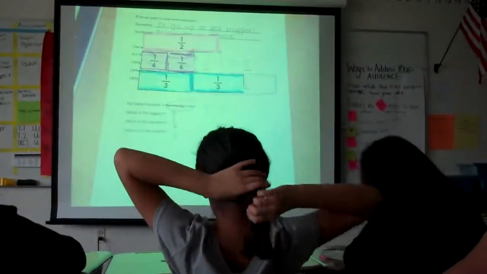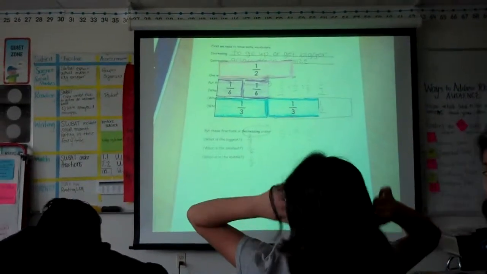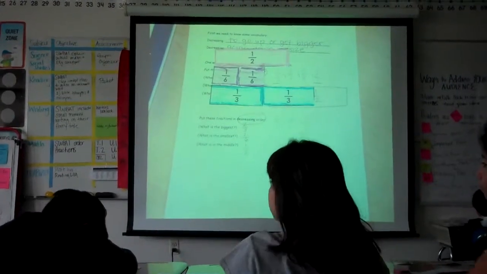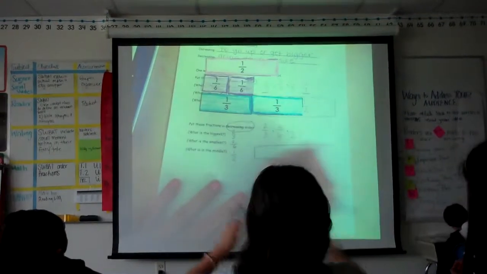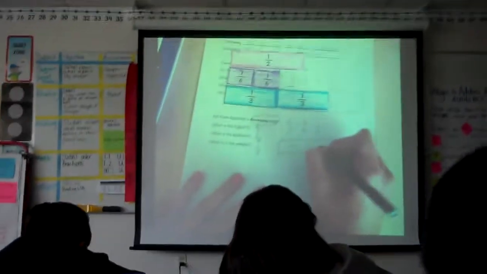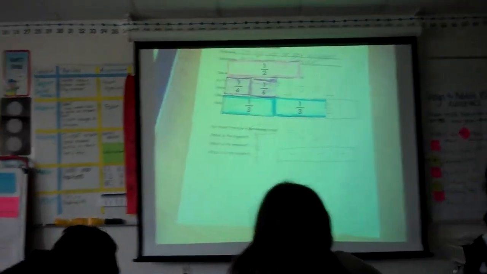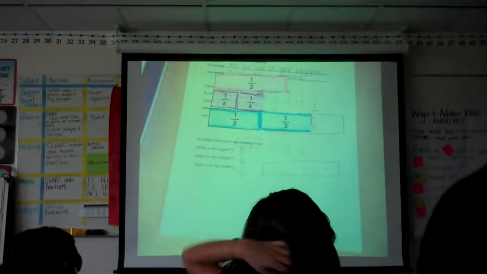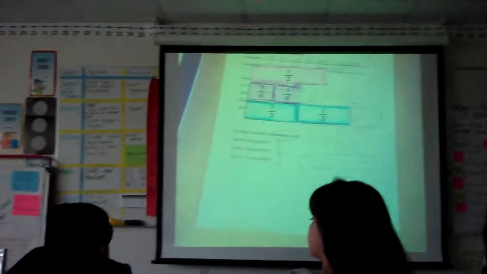Now we need to put them in decreasing order. We start with the biggest and we go down to the smallest. So try on your own writing them from biggest to smallest. When you have put your three fractions in order, please give me a thumbs up.